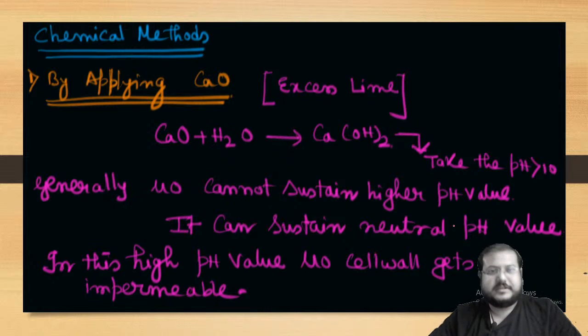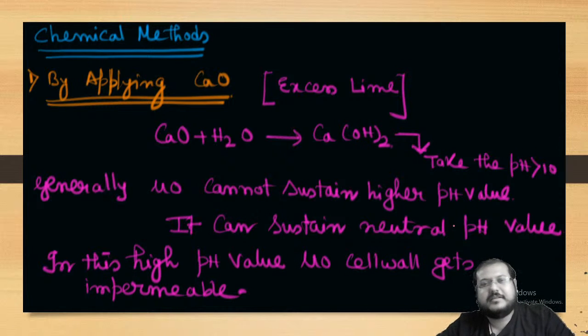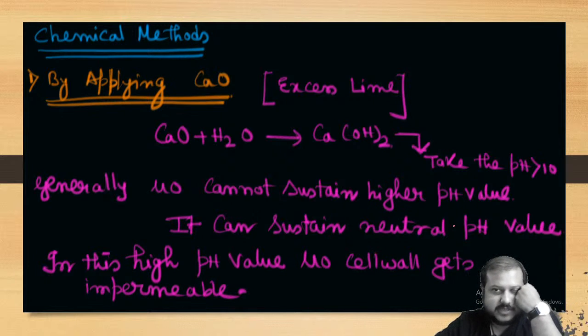Now, the chemical methods, first of all, is by applying lime. When you apply excess lime, calcium oxide, it will form calcium hydroxide, which obviously gives hydroxyl ions. We know from our alkalinity concept that hydroxyl ions will take the pH of the water to more than 10.